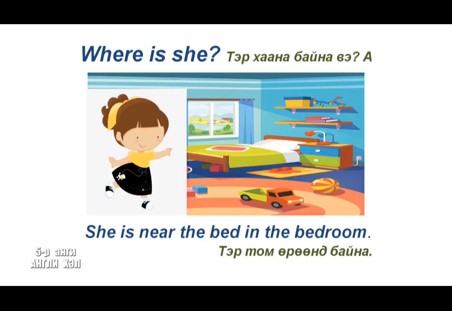Okay. Where is she? She is near the bed in the bedroom. Good. She is near the bed in the bedroom. Okay, one more time. Where is she? She is near the bed in the bedroom. Okay, very good. Next picture.